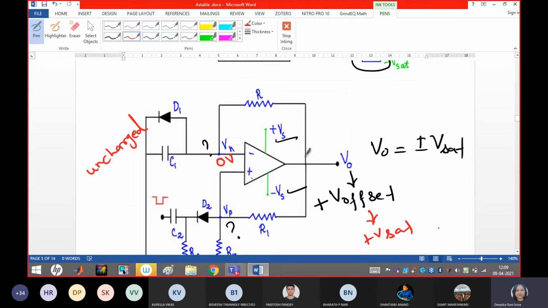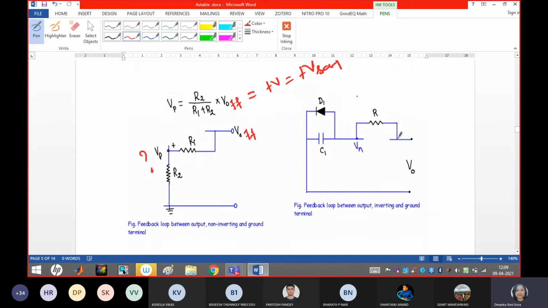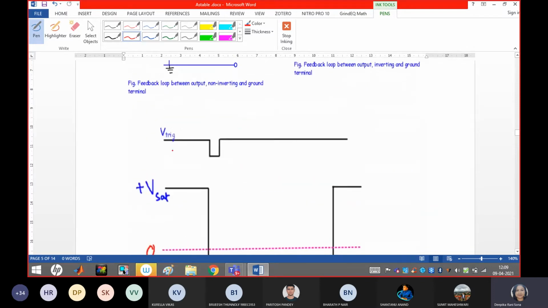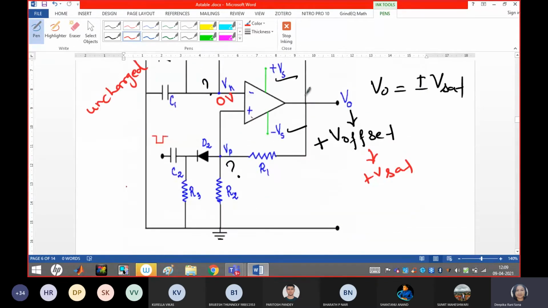So now I will show you this figure, guys. Initially my voltage is at plus Vsat. Okay, so let's analyze another part. Here, remember this point guys, my voltage is plus Vsat.